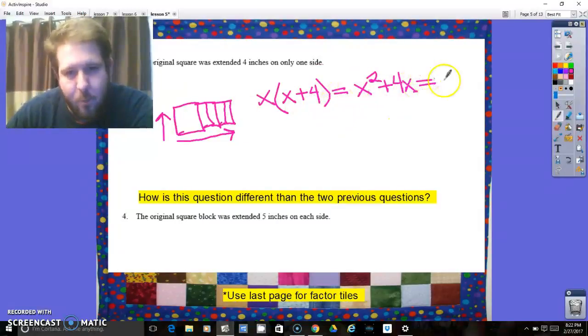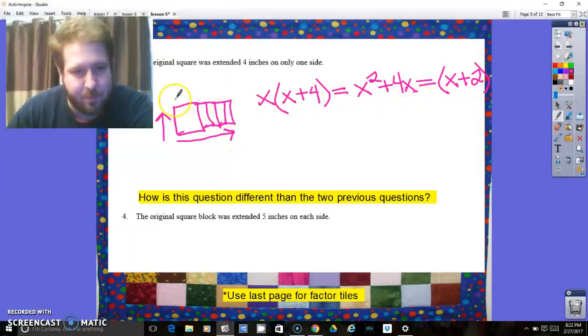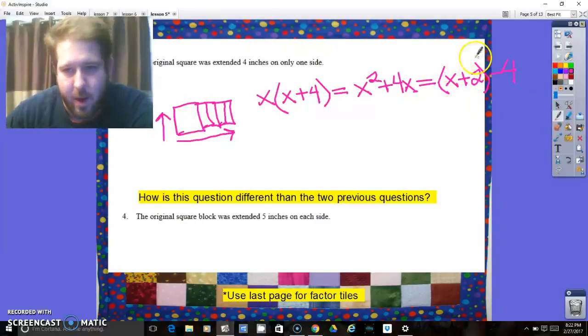And vertex form, well, I can make an x plus 2 square if I take these two pieces and put them over here. But then I'd be missing all 4 of the units in order to complete that square. And that would be the vertex form.